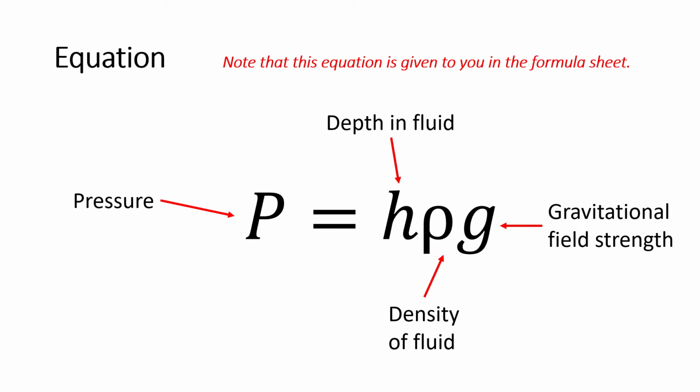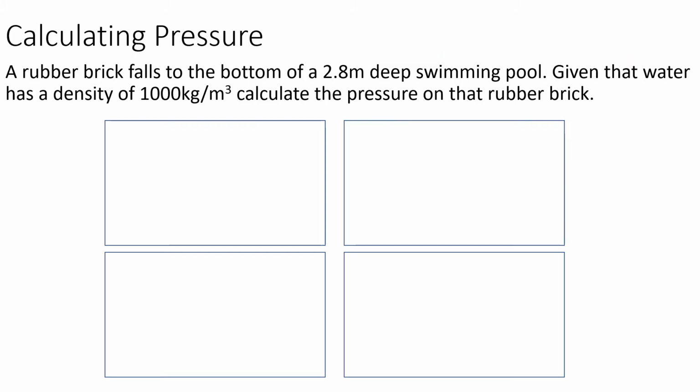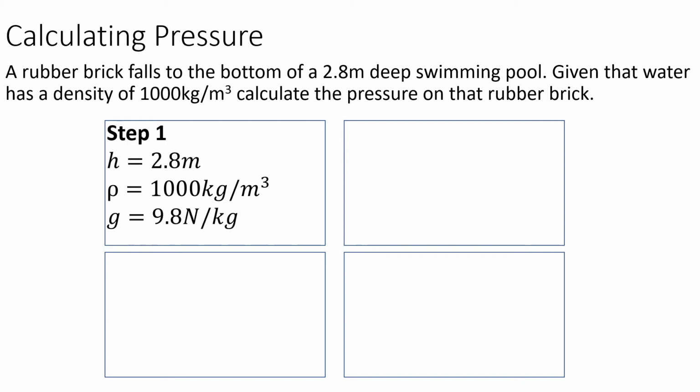So let's look at an application of this equation. Calculate the pressure. A rubber brick falls to the bottom of a 2.8 meter deep swimming pool. Given that the water has a density of 1,000 kilograms per meter cubed, calculate the pressure on that rubber brick. So the first thing we do is we write down what we've got. We know h, the depth, is 2.8 meters. We know rho, the density, is 1,000 kilograms per meter cubed. And we know g, the gravitational field strength on Earth, is 9.8 newtons per kilogram.